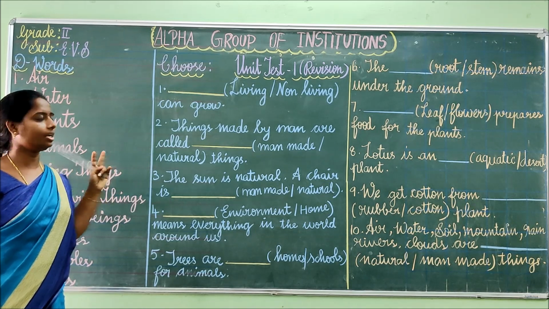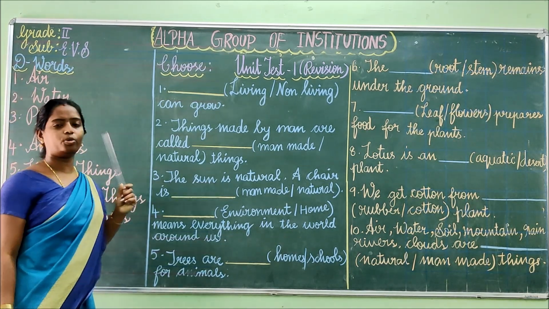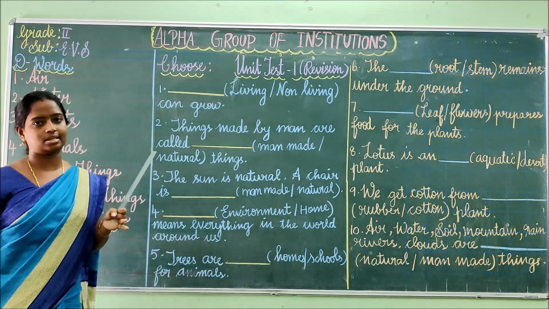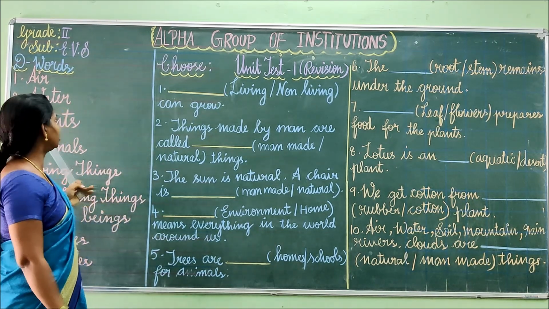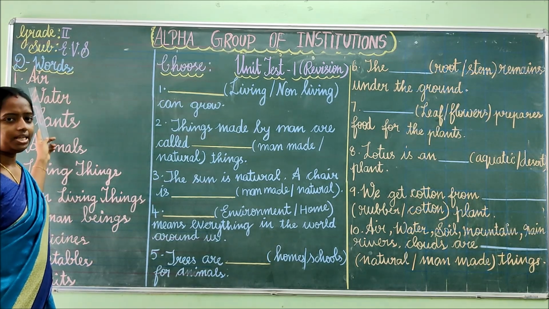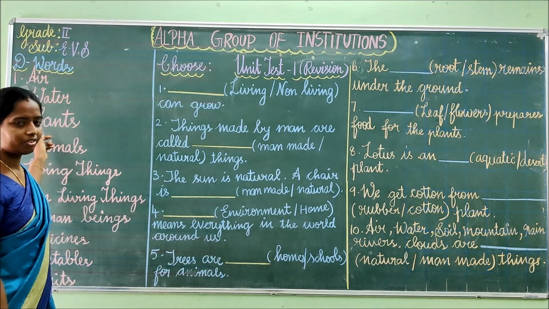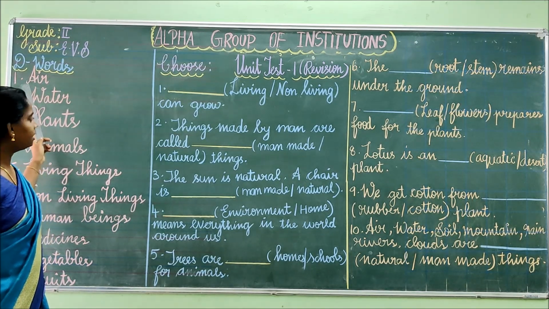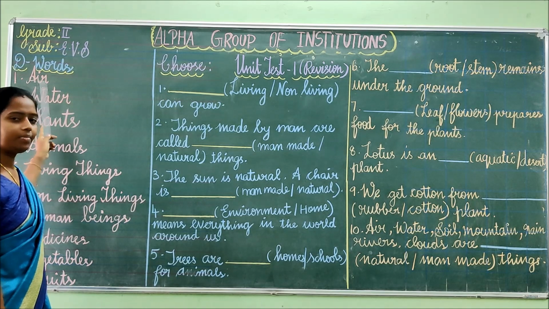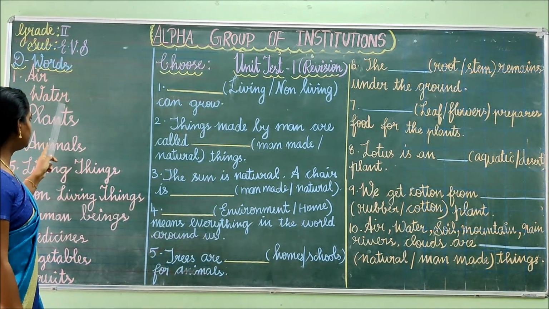Children, I will revise it for you. You should know all the spellings and your portion for lesson number 1 and lesson number 2. Shall we start with the D words, children? See, the first one: A-I-R. What is the first one's spelling? A-I-R. Second one, water.